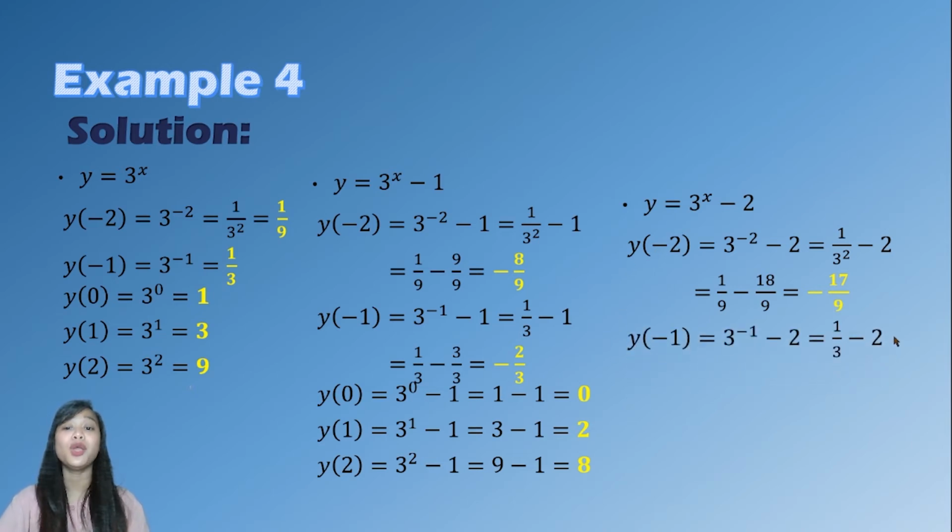Next, y of negative 1, we have equals to 3 raised to negative 1 minus 2. So we have 1 over 3 raised to 1. So 1/3. Then minus 2.